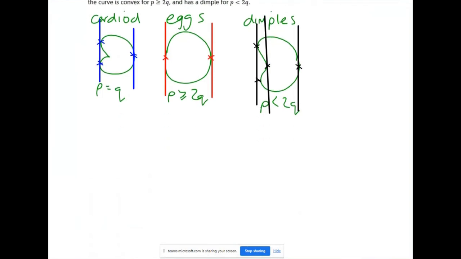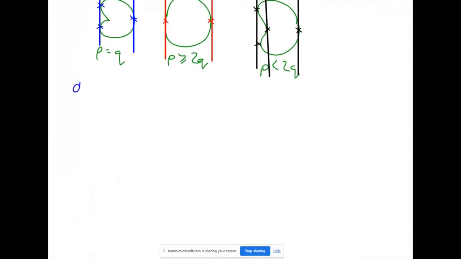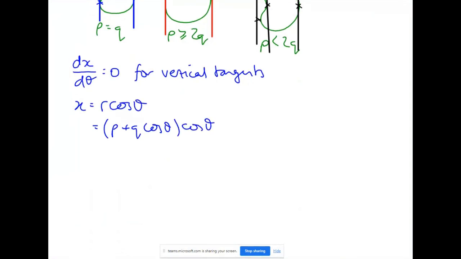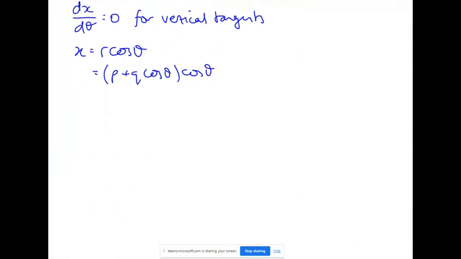Okay. So we're looking at vertical tangents. So we know that dx by d theta is 0 for vertical tangents, or tangents perpendicular to the initial line. So if we start out with x equals r cos theta, and we put in our form of the curve that we've got here, p plus q cos theta, we can differentiate this to dx by d theta.